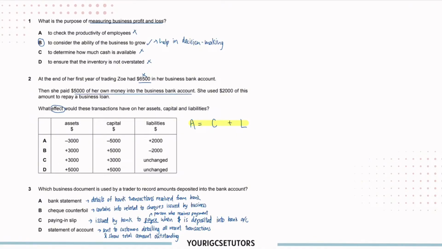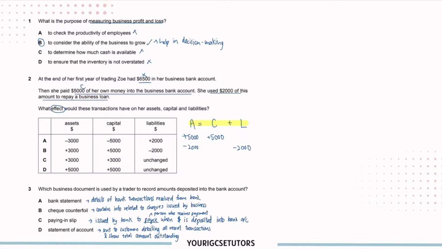This one we immediately know is capital, so we just add 5,000 in the capital. But because this is a dual effect, when you increase capital by 5,000, your asset will also increase by 5,000 due to the duality concept. Next, she used 2,000 of this amount to repay a business loan. To repay, this is a trick. It's not an increase in liability. Repay means reduced liability. So you reduce liability by 2,000 and your asset will reduce by 2,000.